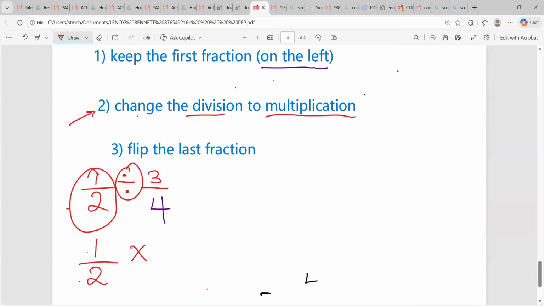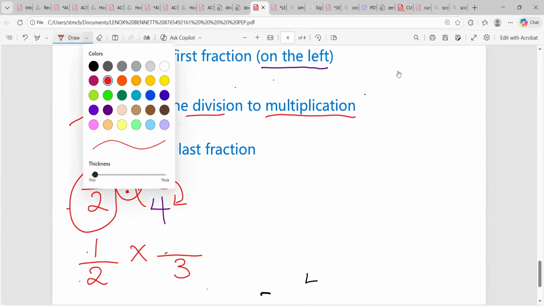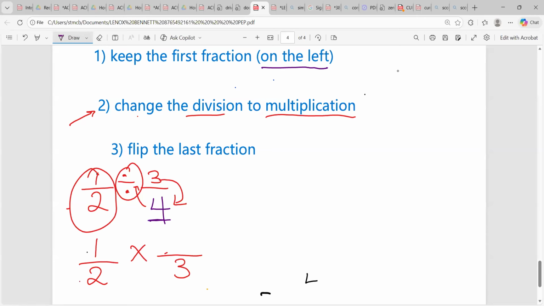And this is an important step. Although all 3 are important, I think this one is where students normally make a mistake. We flip the last fraction. What do we mean by that? The numerator becomes the denominator, and the denominator goes on top, like you turn it upside down. So the 3 is the numerator now, it becomes the denominator. And the 4, which is the denominator now, goes up on top. So you see it? You flip the fraction itself.